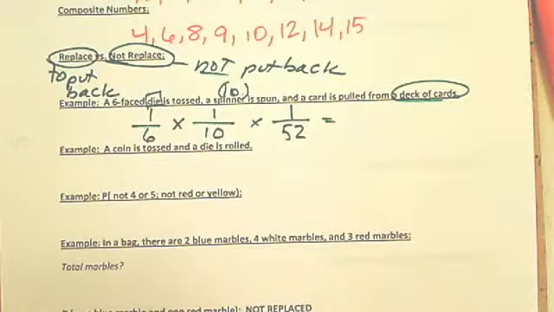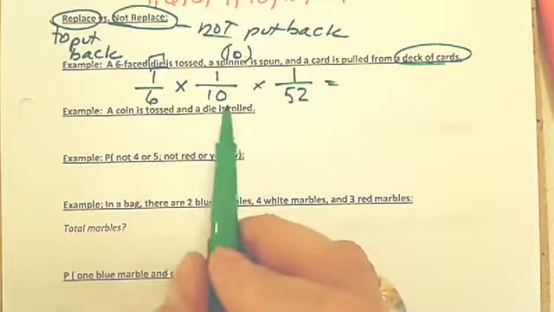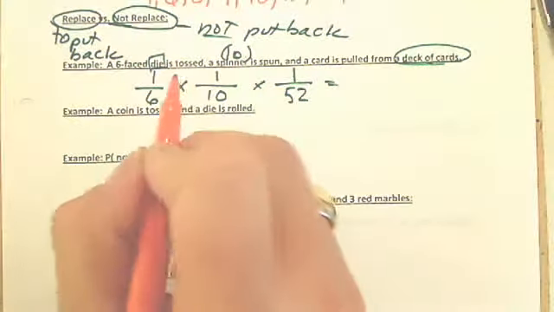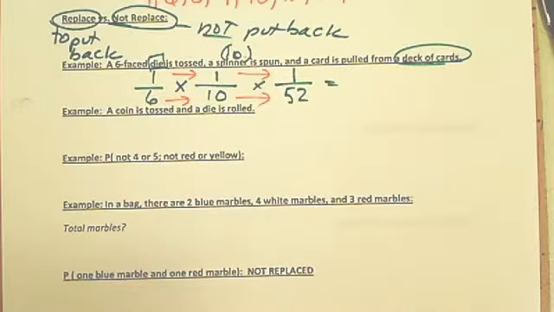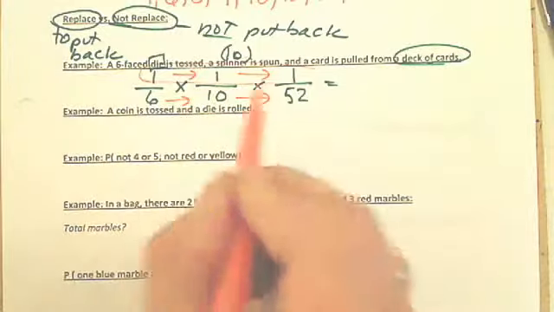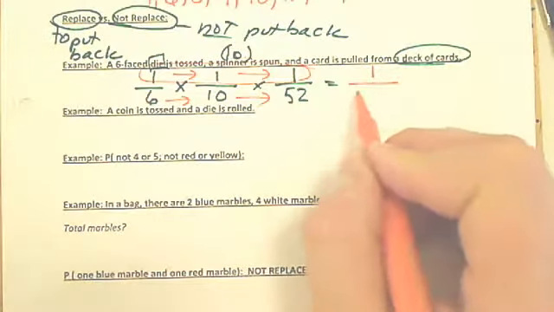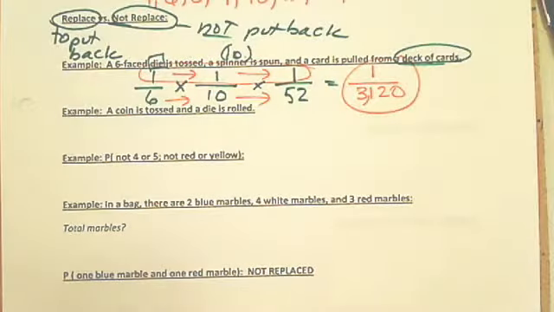So pretty much when you are working with probability, you're multiplying fractions. When we multiply fractions, we go top, top, and bottom, bottom. 1 times 1 times 1 is not 3, but it's 1. 6 times 10 times 52 is 3,000. I'm going to just tell you, 3,120. That means that you have 3,120 different combinations.